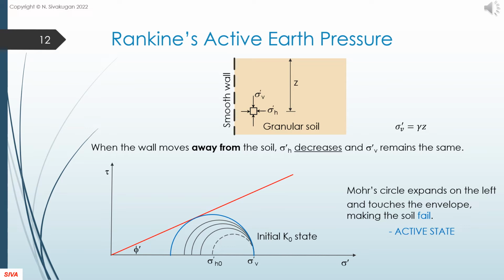The soil is initially at rest. The corresponding Mohr's circle is shown in dashes. As the wall moves away, sigma H dash decreases, and sigma V dash stays the same at gamma times the depth. The Mohr's circle expands from the left, and when it touches the failure envelope, the soil fails. That happens at active state.